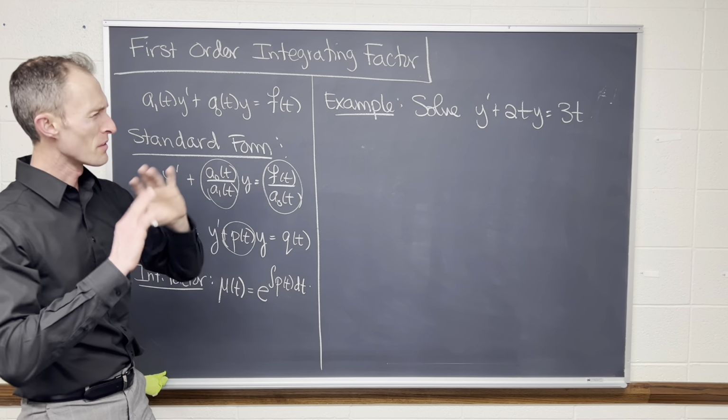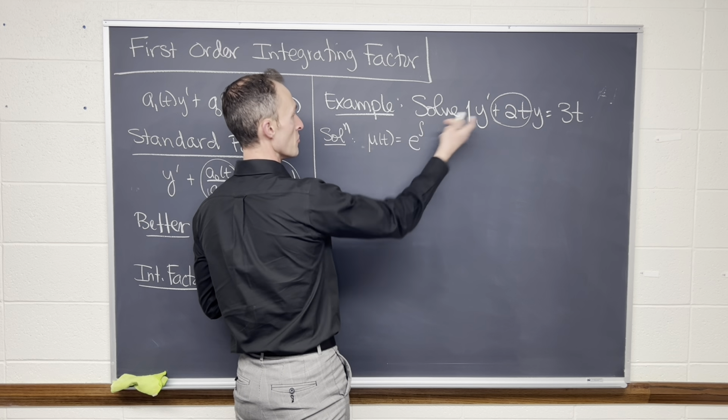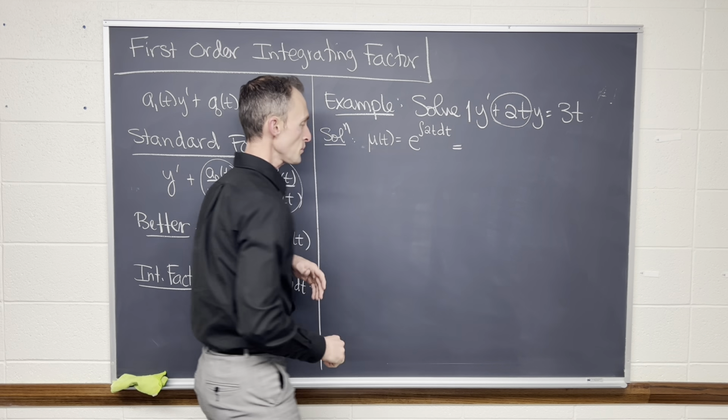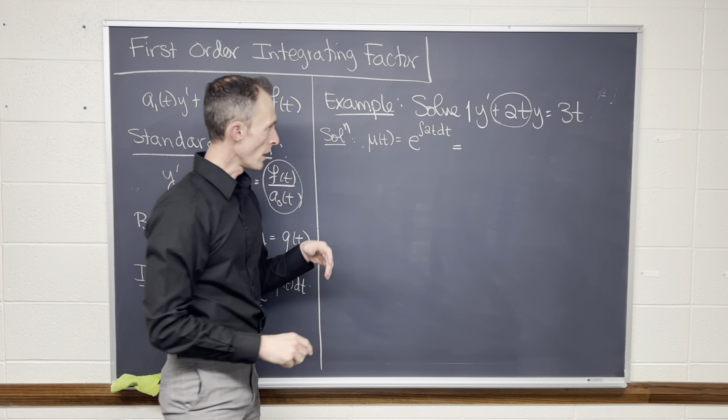First thing: is this in standard form? The answer is yes. The coefficient of my y prime is a 1, so standard form, check. Next I need to identify what p of t is. P of t in this case is a positive 2t, in which case my integrating factor is mu of t is e to the integral of p of t, in this case 2t dt. Now I integrate the 2t, I get a t squared, so I'm going to get e to the t squared.